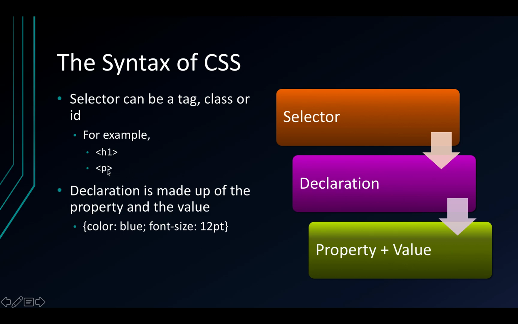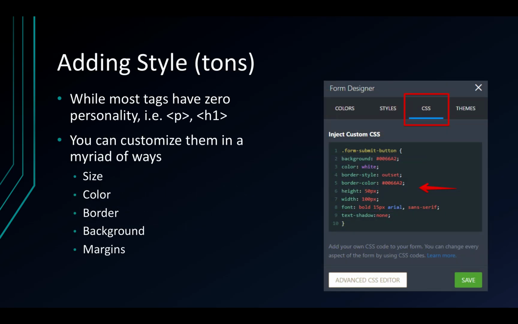So if I have a paragraph tag that says this is a paragraph, I then could apply a declaration that says I want that paragraph tag to be rendered in the color blue, and I want all of the type to be rendered at a 12-point font size. Again, in comparison to HTML, where I said you can add a little bit of style, you can add tons and tons of style here.